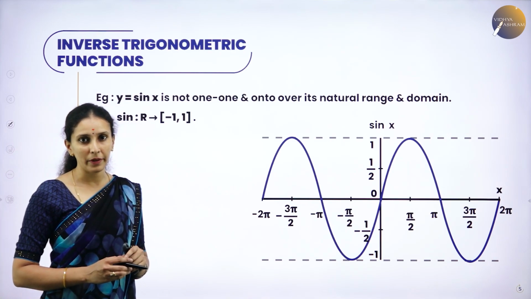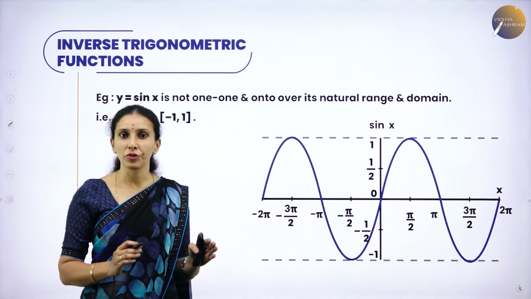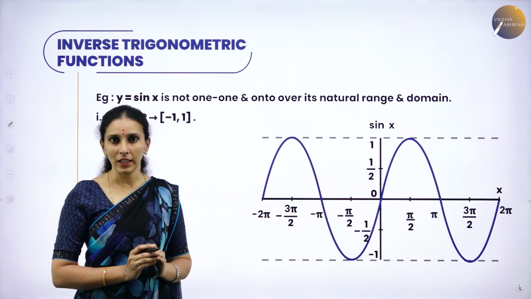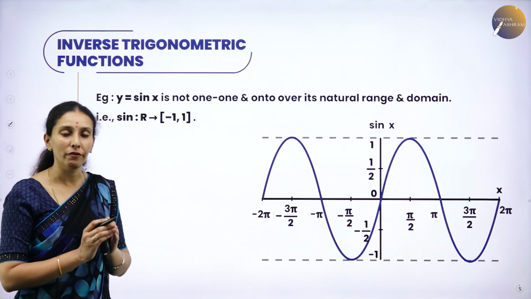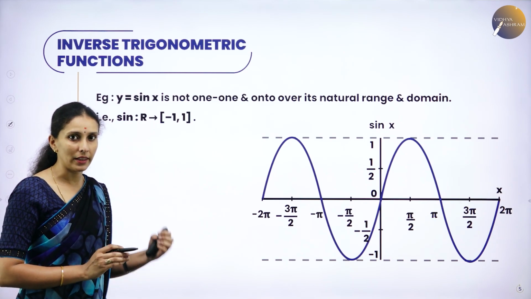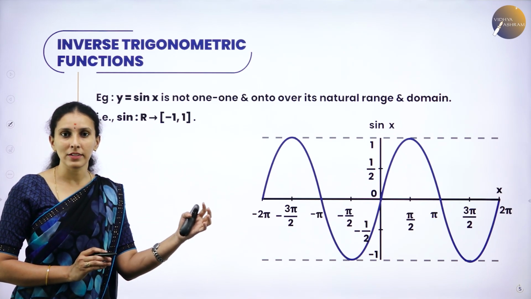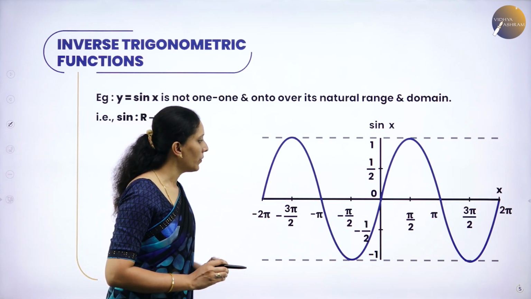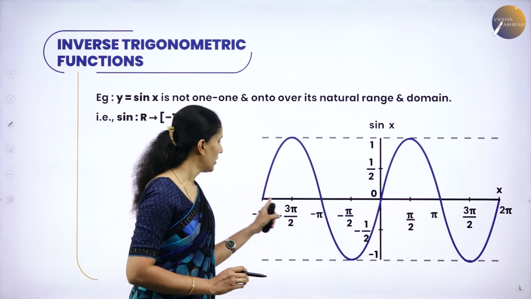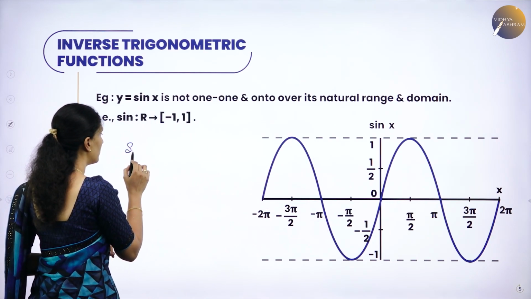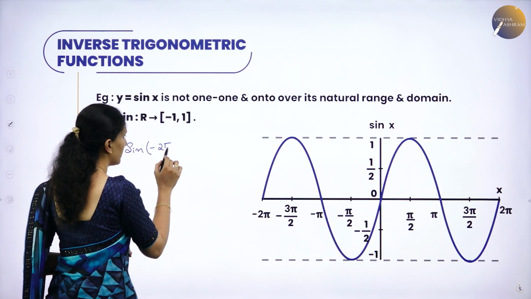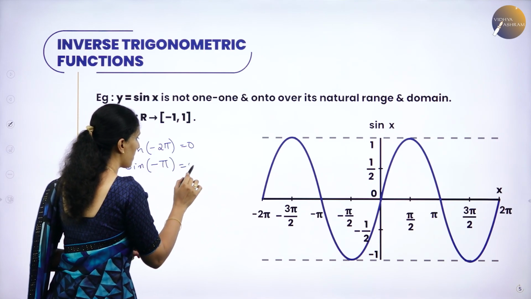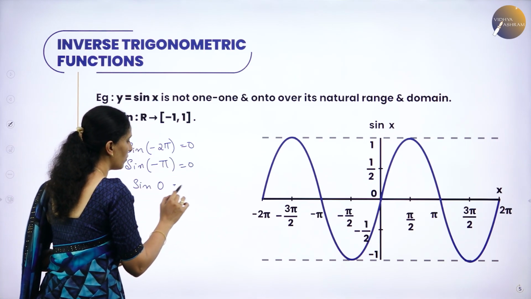So, for a function to be 1-1, for every element in the domain there should be a different unique image. Then only we say that it is a 1-1 function. So, for all the elements in the domain, it should have different images in the codomain. But for a sine function, see here, you have a graph here. See here, you have sin(-2π) is 0, sin(-π) is 0, sin 0 is 0.